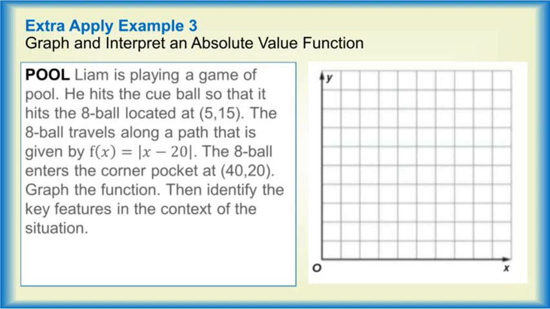First thing we're going to do is label our axes. We'll count by fives on the x-axis: 5, 10, 15, 20, 25, 30, 35, 40, 45, 50, and do the same on the y-axis: 5, 10, 15, 20, 25, 30, 35, 40, 45, and 50.